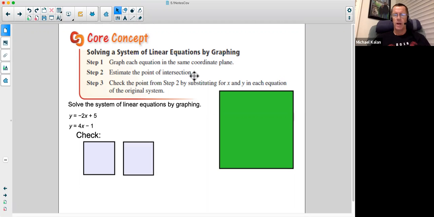Okay, step 2 is you're going to estimate your point of intersection. You're going to see where they cross. And then step 3 is to check the point that you got where they intersect by substituting the ordered pair in for x and y, right? That's it. Simple as that.